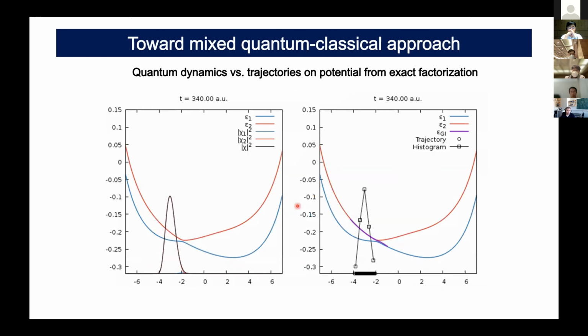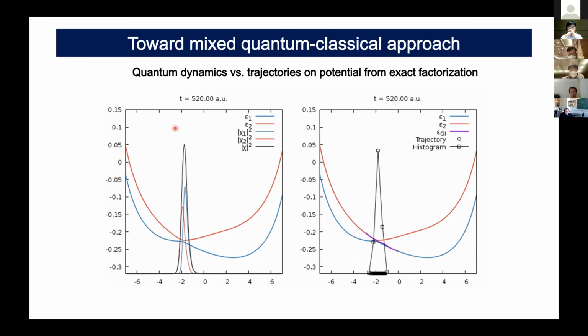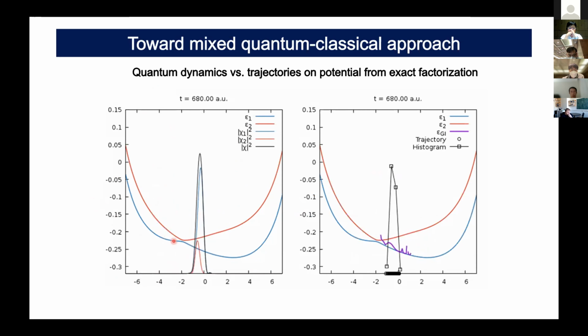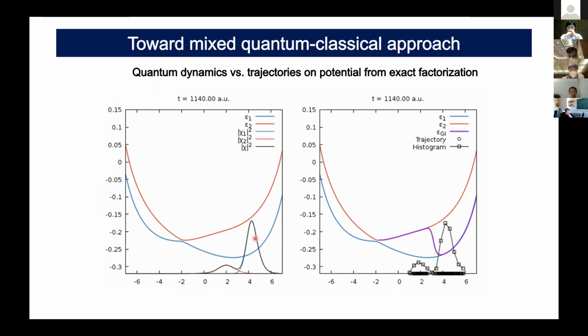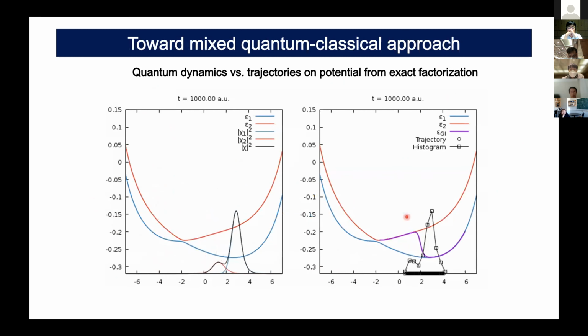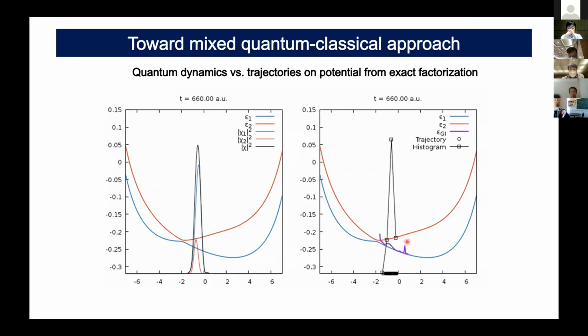So we tried to calculate some interesting simulations. The left one is the exact quantum dynamics result. We start wave packet dynamics on the upper surface here. Then after the non-abelian crossing region, we have the wave packet splitting like this. The right panel is where we run the classical trajectories. We solve the Newtonian equations of motion on the single potential surfaces obtained from the exact factorization. This is the histogram of the classical trajectories.